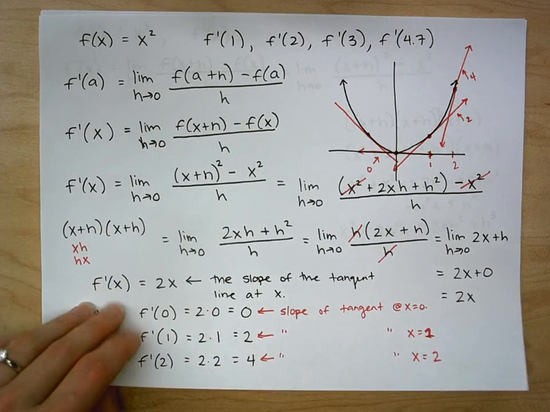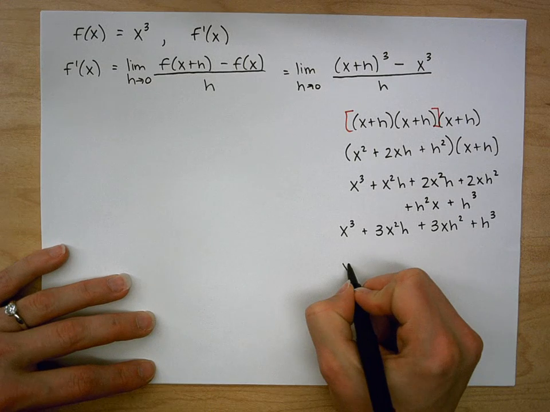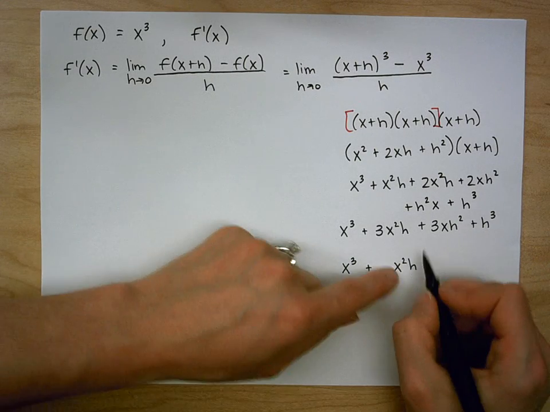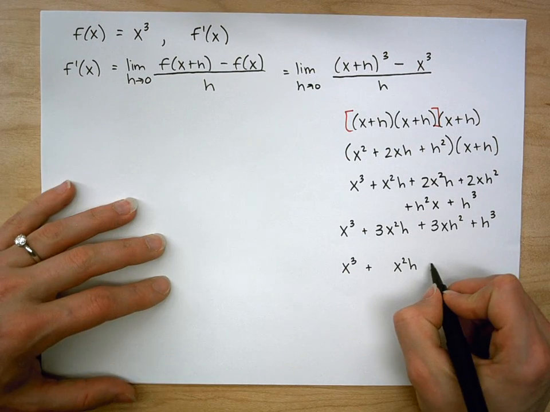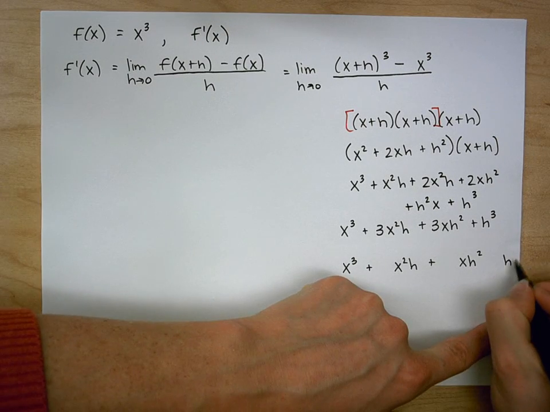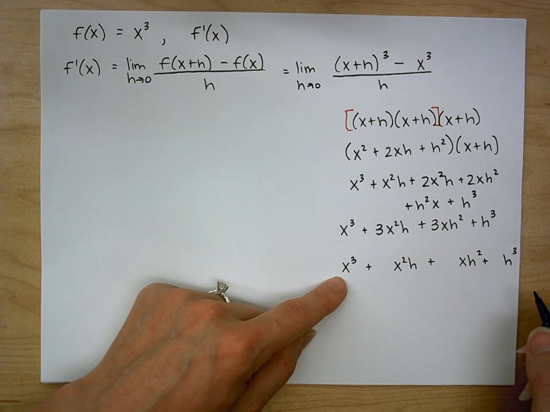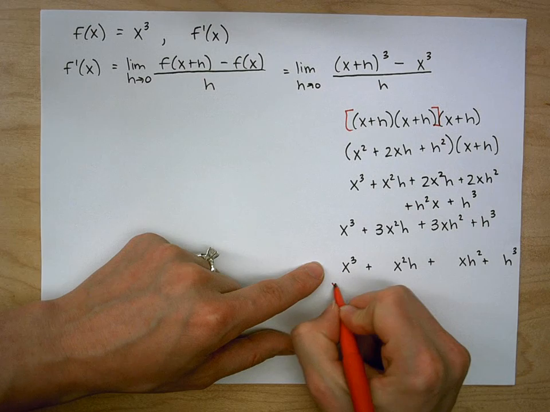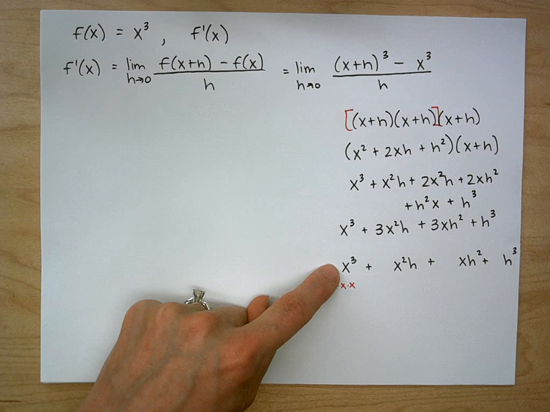Okay, let's just look back real quick at x cubed. What I mean by that is I'm going to have an x cubed, an x squared h, an xh squared, and an h cubed. Let's think of all the different ways we could get those, and that'll be our coefficients. So there's only one way I could get an x cubed. That's an x times an x times an x. There's no other way. So there's a 1 in front of this one.